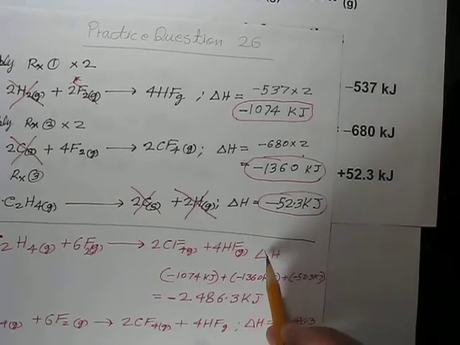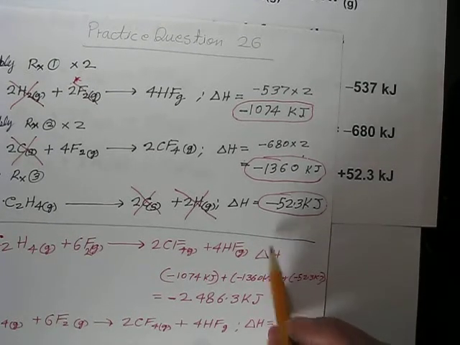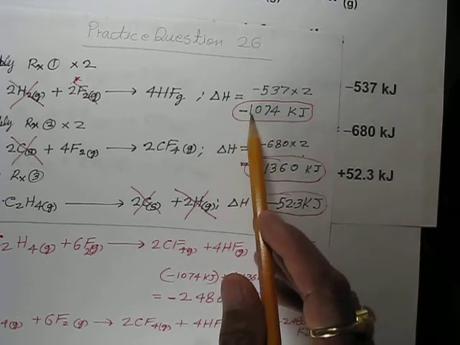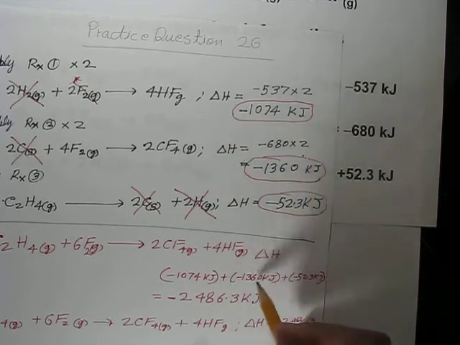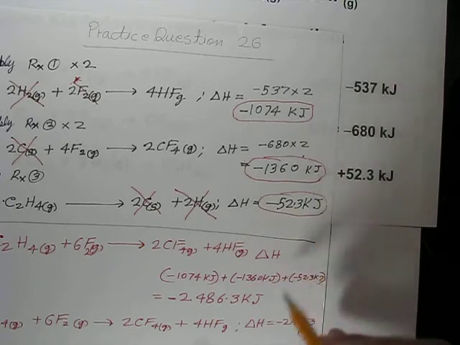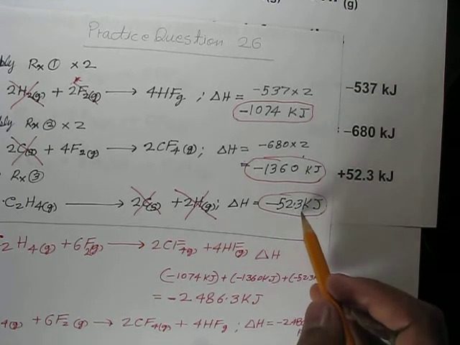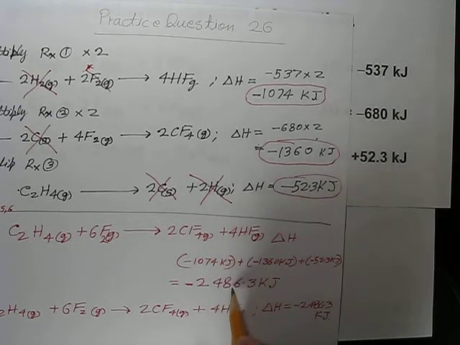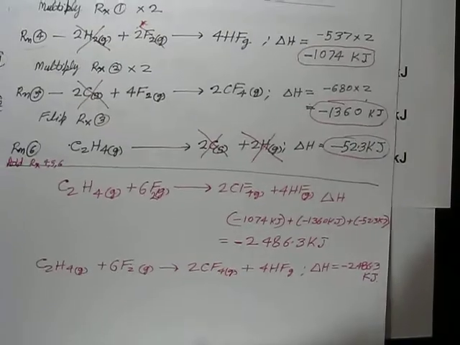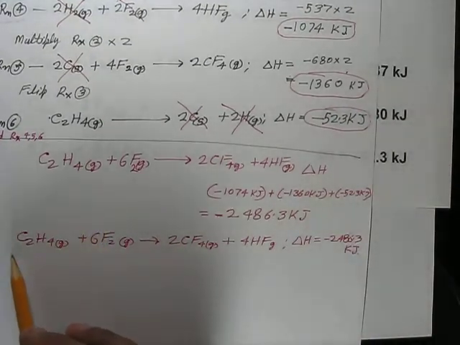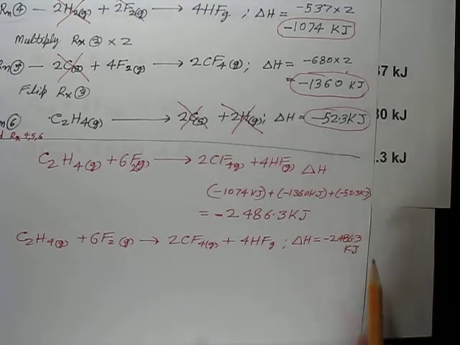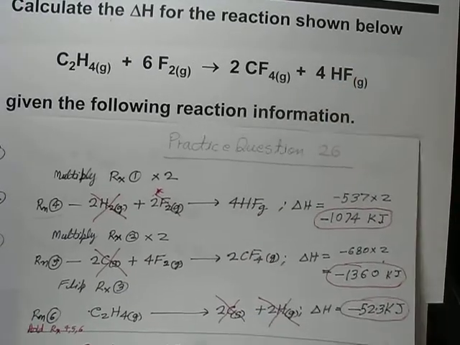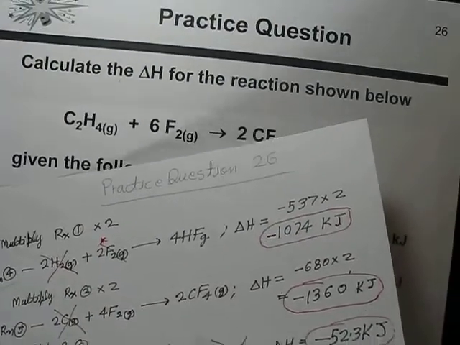And in the same way we have to add all the delta H also. So delta H will become minus 1074 kilojoule plus minus 1360 kilojoule plus minus 52.3 kilojoule. Once you add all these, this will become minus 2486.3 kilojoule. And now this will be your reaction, and this delta H will be for this reaction. So this is the way we can solve a Hess's law problem.